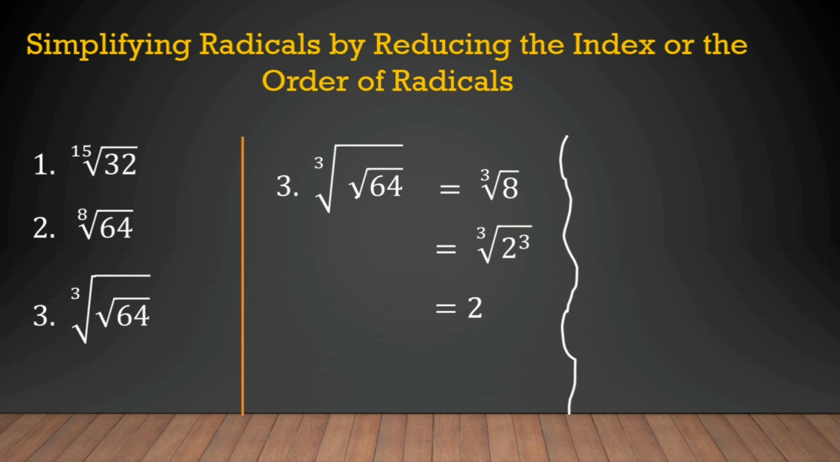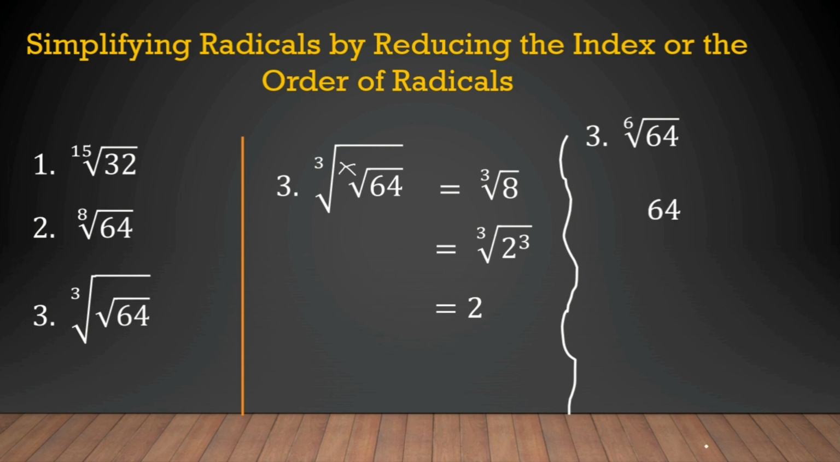We can combine their indices. So, one index is 3, and the other is 2. So, we just multiply their indices. 3 times 2 is equal to 6. So, it becomes the 6th root of 64. We just combined them. Then, you can use the prime factorization method.